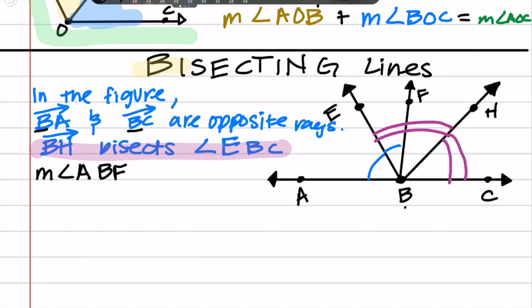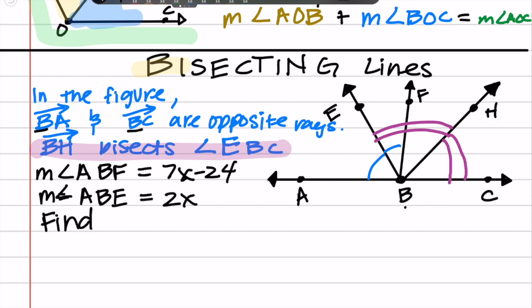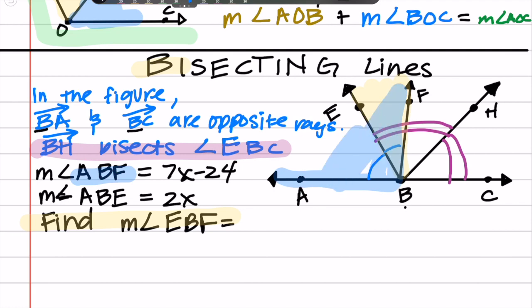Right? They're also going to give us that the measure of angle ABF is 7x minus 24, and that the measure of angle ABE is 2x. They're asking us to find the measure of angle EBF. So I want you to go ahead and highlight this so you know what you're looking for. Sometimes you get too solve happy. I'm so glad you know your algebra, but this is what you're looking for, this tiny little angle here. All right. They've given us that entire part of ABF, and they've given us this tiny part.